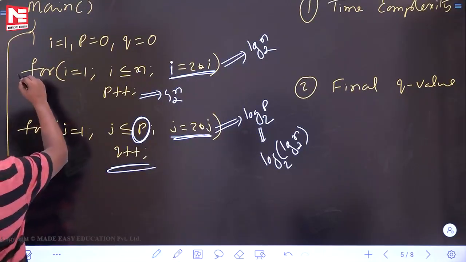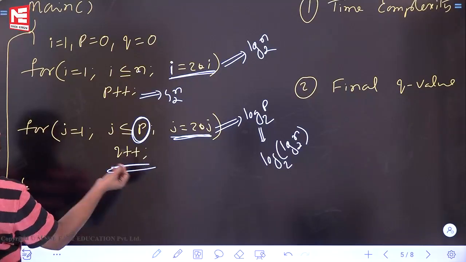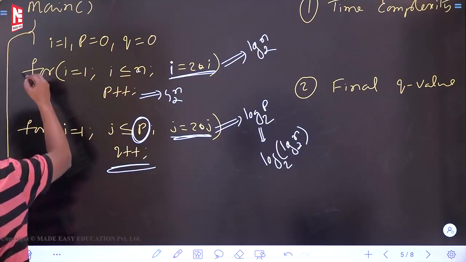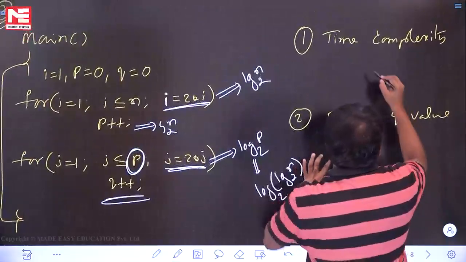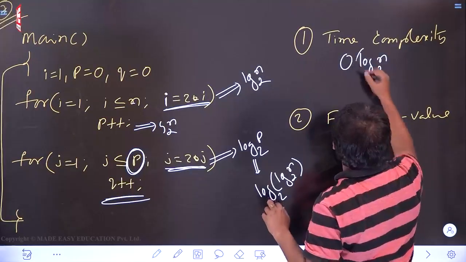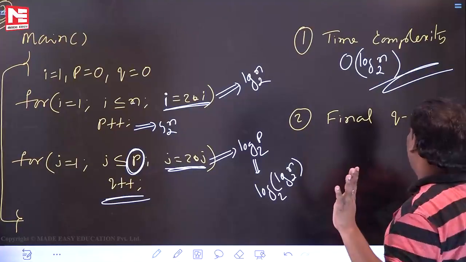Can you say how many times the first loop runs? Log n base 2. The second loop? Right, log n base 2. Can you say which is the larger? Time complexity means the larger one. This is log n time. The larger one is log n. So the time complexity of this program is going to be log n base 2. Whichever is larger, that is the answer. This is the time complexity. The larger one is the time complexity.